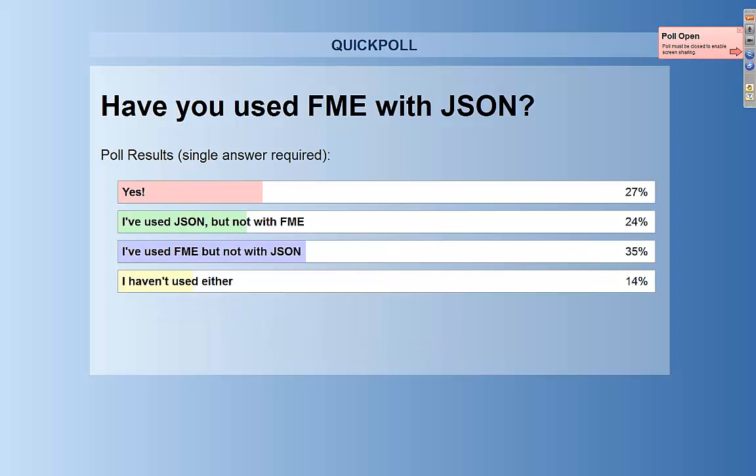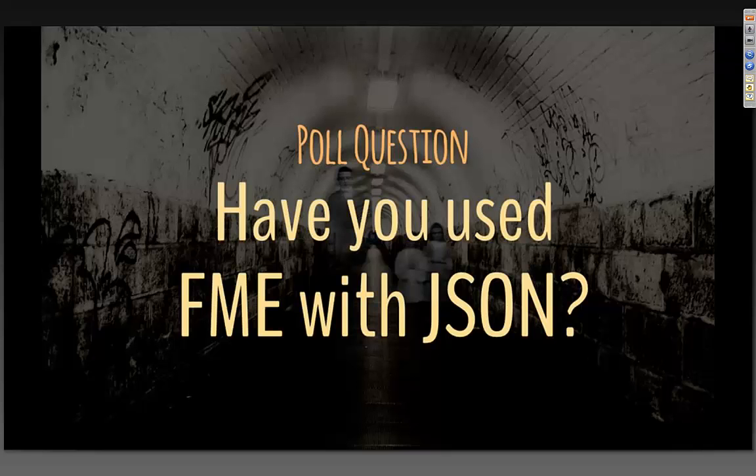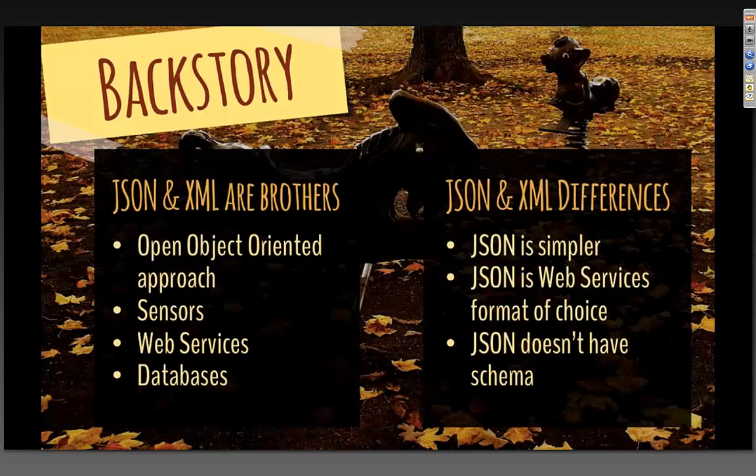So there we go. A quarter of you have used both. Okay, and again, it's a pretty even split. Whoa. Okay, and then 24% of you used JSON but not with FME. 35% used FME but not JSON, and 14% have not used either. So that says, putting the math together, about 38% have not used FME at this. Oh, wow, that's some pretty quick math there. Yeah. Okay, so there we go. So thanks for that. Hopefully you'll find this really useful. Yeah, I think there'll be something for everybody there.